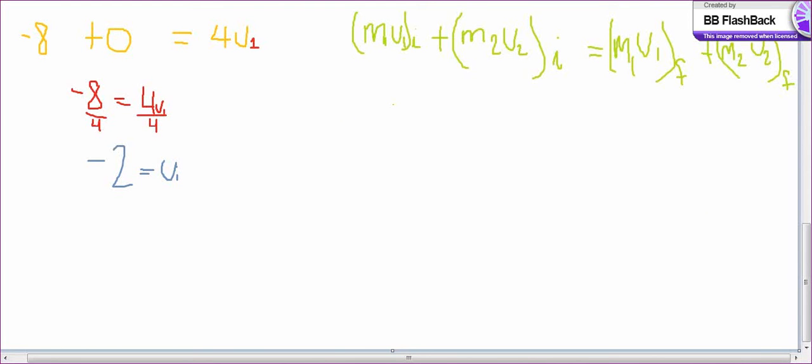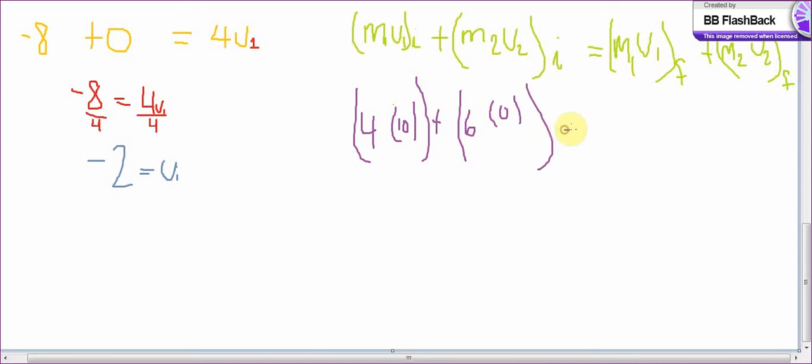Okay, so we know that the mass of the first object is 4, and its initial velocity is 10, and the mass of the second object is 6, and then the velocity is 0, and the mass of the first object is still 4. But now we found out that the final velocity for the 4 kilogram object is negative 2. We know that the mass of the second object is 6, and its final velocity is 8.